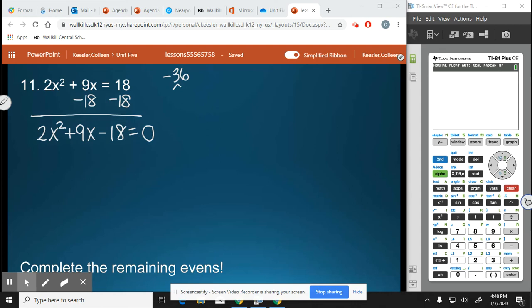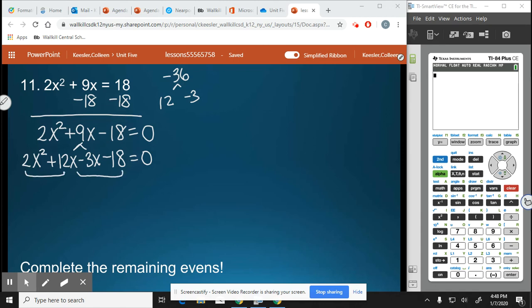That's not going to give us 9. 4 and 9 aren't going to give us 9. 12 and 3, if I do 12 minus 3, I get 9. So let's do 12 and negative 3. So we can write 2x squared plus 12x minus 3x replaces the 9x minus 18 equals 0.